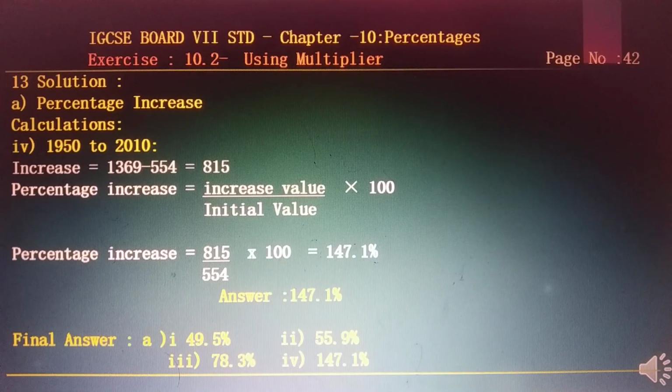The same way question number 4, 1950 to 2010, the increase value is 815, initial value 554, we are getting 147.1%. The final answers are 49.5, 255.9, 78.3 and 147.1%.